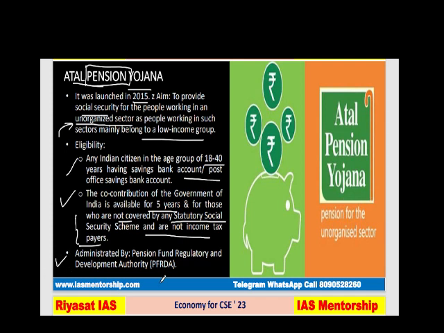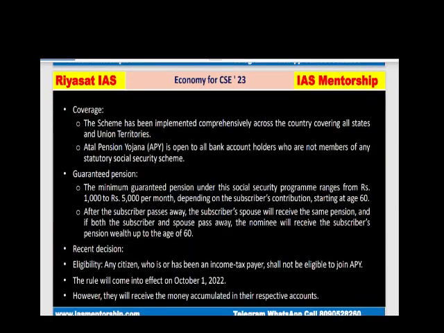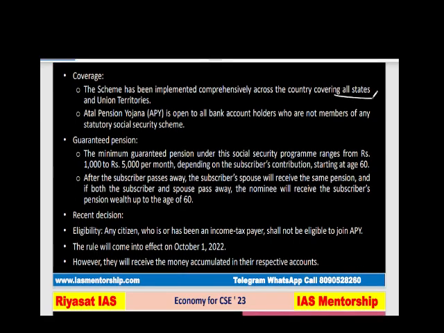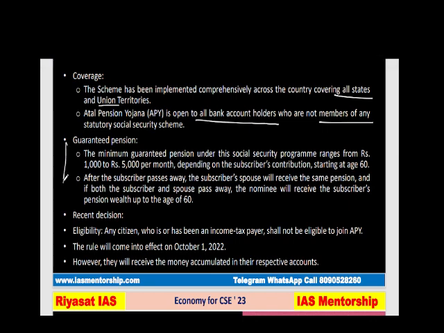Which body will be administering this? PFRDA, that is your Pension Fund Regulatory Development Authority. Clear? Coverage, let us see what is the coverage. Coverage will be all states and all UTs. It is open to all bank account holders who are not members of any other social security pension scheme. Guaranteed pension ranges from 1000 to 5000 per month.